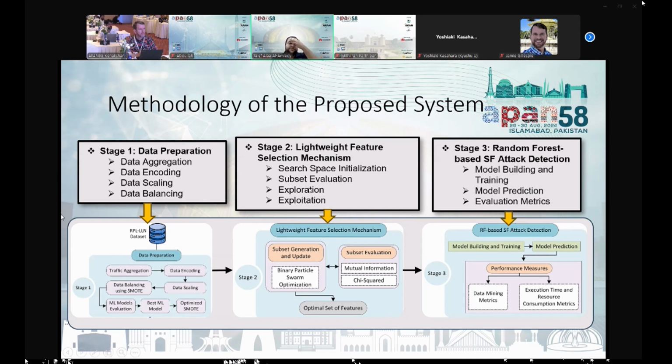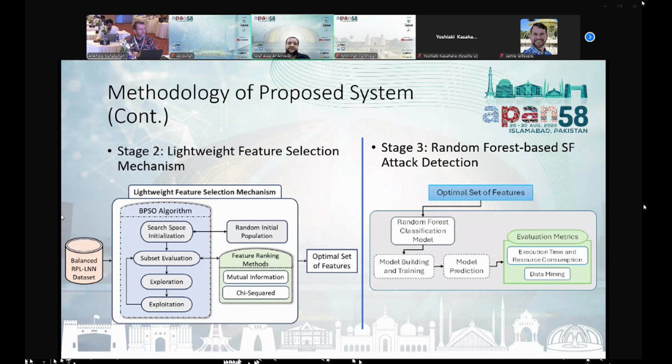The second stage also contains several steps, starting with subset generation and updating, and subset evaluation, where, as you can clearly see in the middle of the figure, we used mutual information and the chi-square algorithm. And lastly, we have the random forest, which also contains several steps: model building and training, prediction, and then evaluation measures to evaluate the model. In short, this is the content of the second stage, which is the lightweight feature selection algorithm.